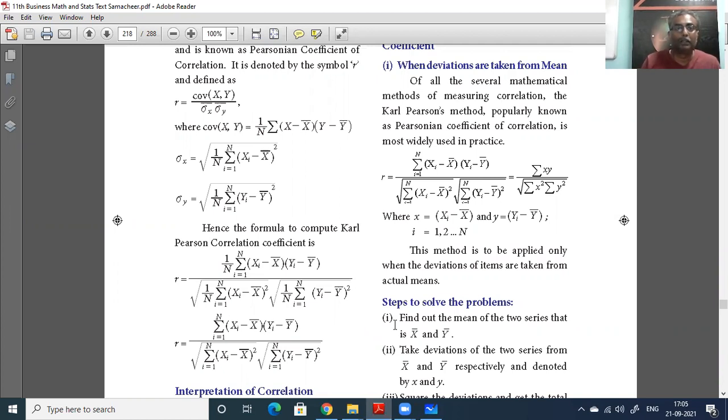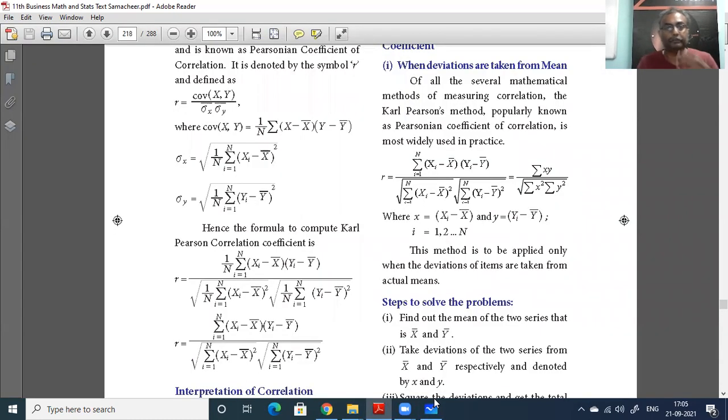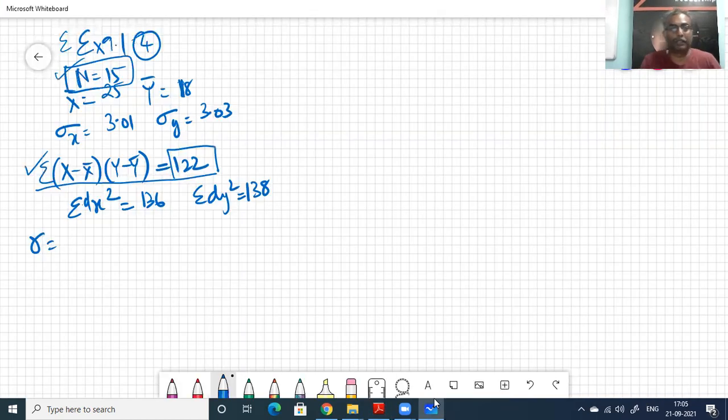Okay, where the covariance of x comma y is equal to 1 by n into sigma x minus x bar into y minus y bar. Sigma x minus x bar into y minus y bar is 122. N is given as 15. This one you need. Then by sigma x into sigma y, this one is given. All this not needed. Okay, that's all given just to confuse you.